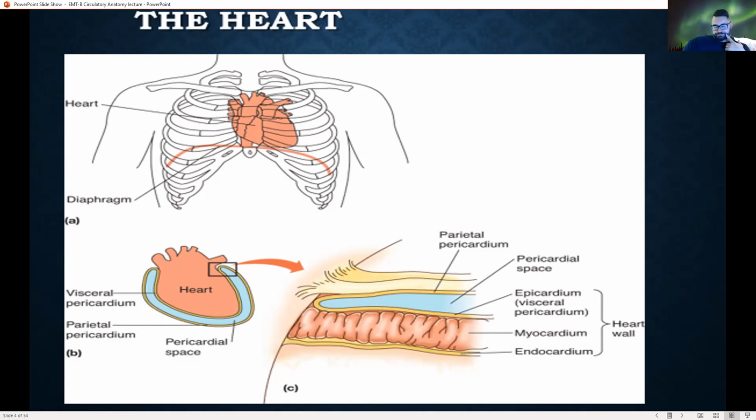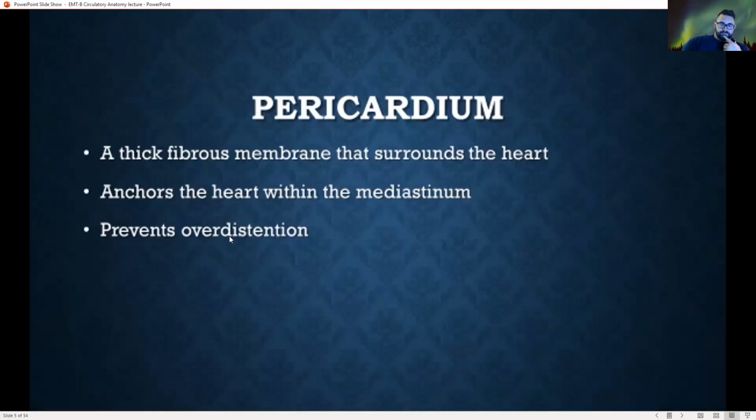Surrounded by bone. We have not covered skeletal anatomy yet, but when we do, you will find that bones have a purpose. They're not just there to look cool. Part of their purpose is to protect and house vital organs. So the heart lies there.